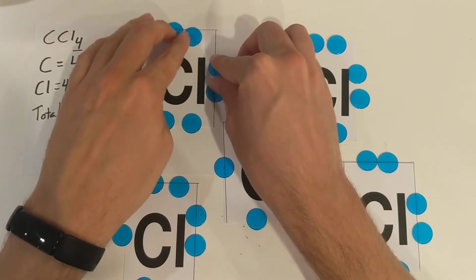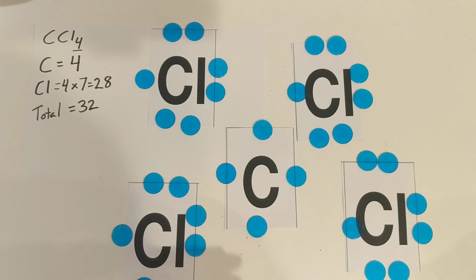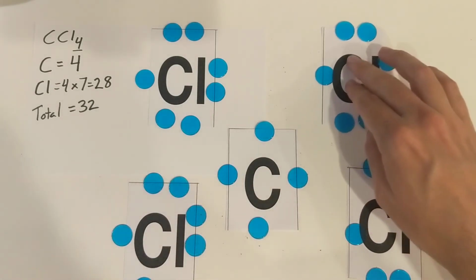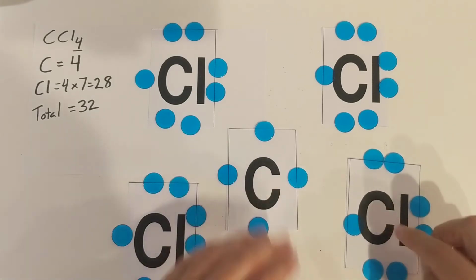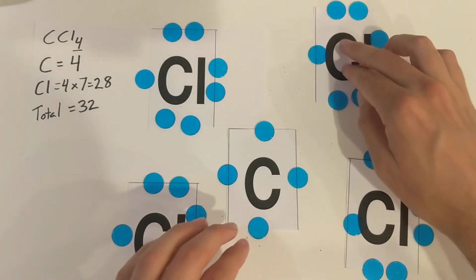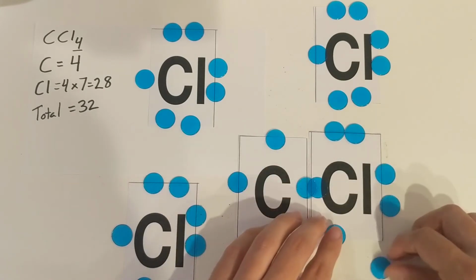And you can see why you want to count all these valence electrons, because it's not hard to add an extra one or actually get one slipped in there. All right, so let's start making some bonds. Let's start bonding these chlorines with our carbon.